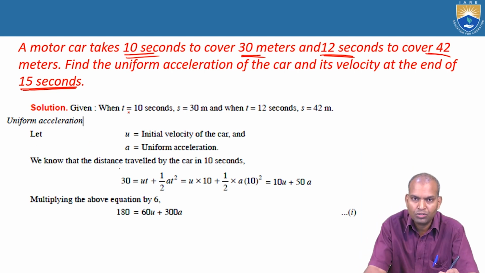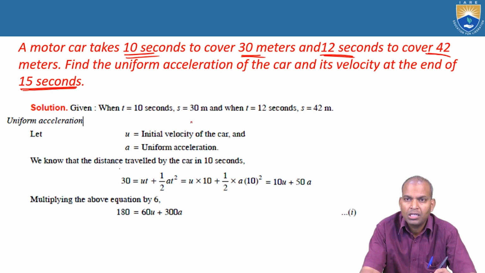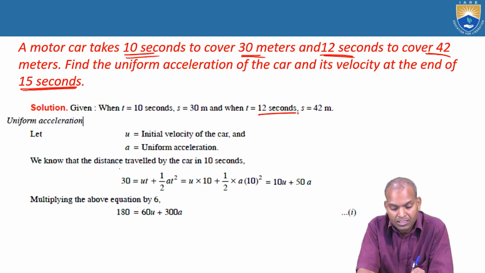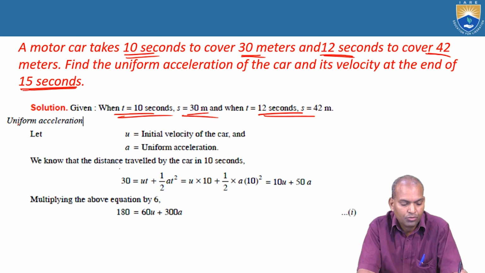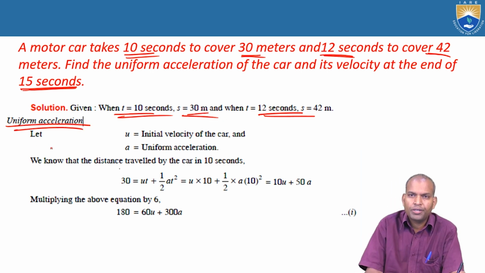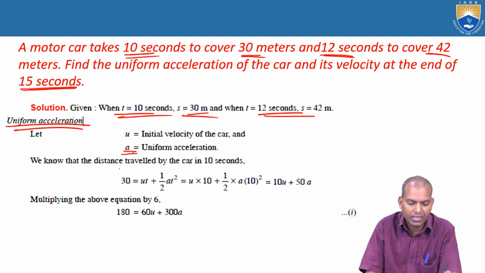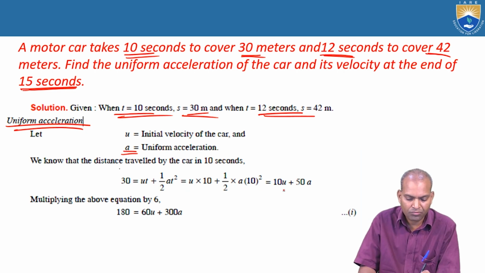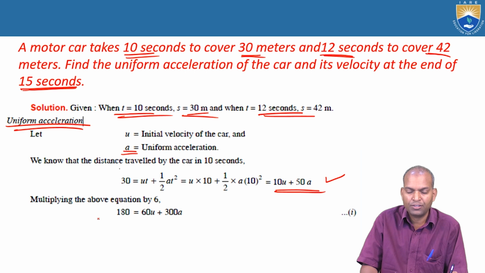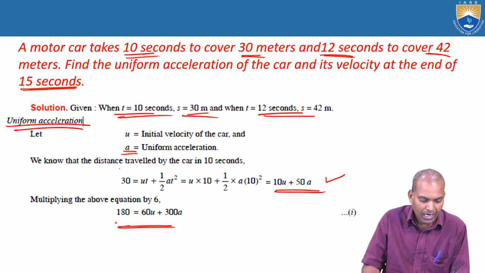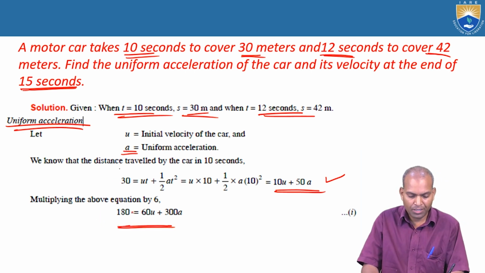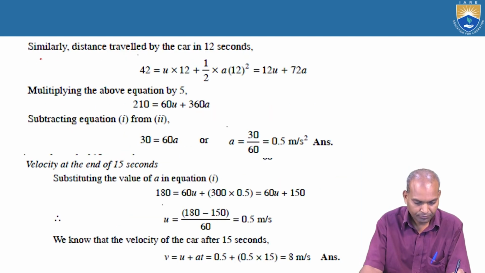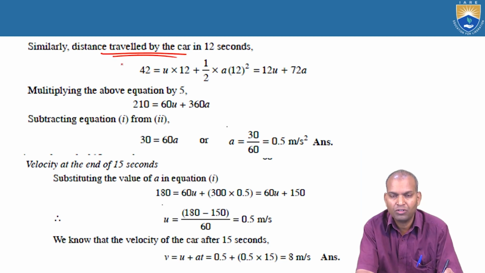The data given: t equals 10 seconds, s equals 30 meters, and t equals 12 seconds, s equals 42 meters. For the uniform acceleration, let u be the initial velocity of the car and a the uniform acceleration. We know that s equals ut plus half at square, so u times 10 plus half a times 10 square. From this equation, 30 equals 10u plus 50a. Multiplying the above by 6, 180 equals 60u plus 300a.